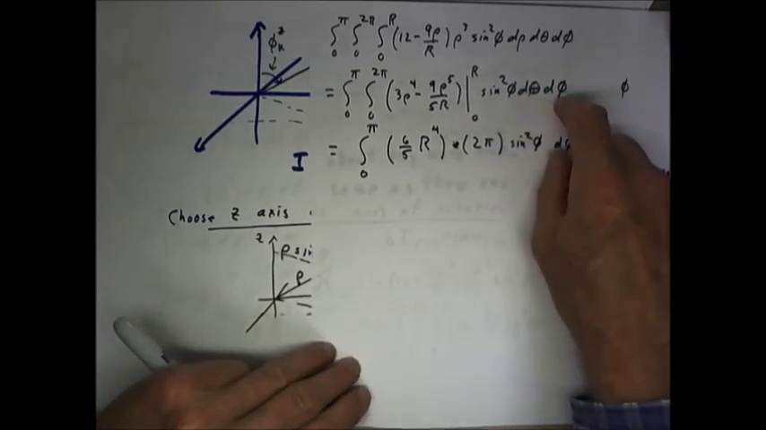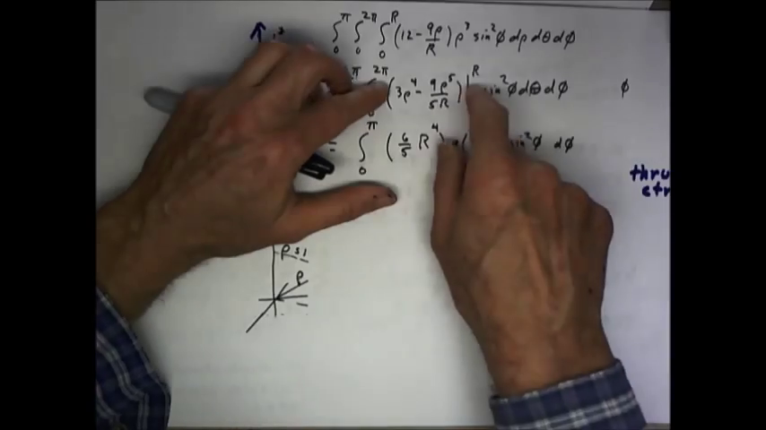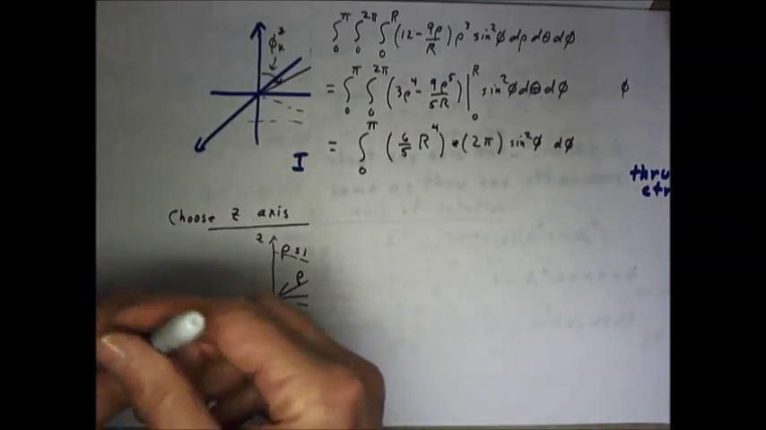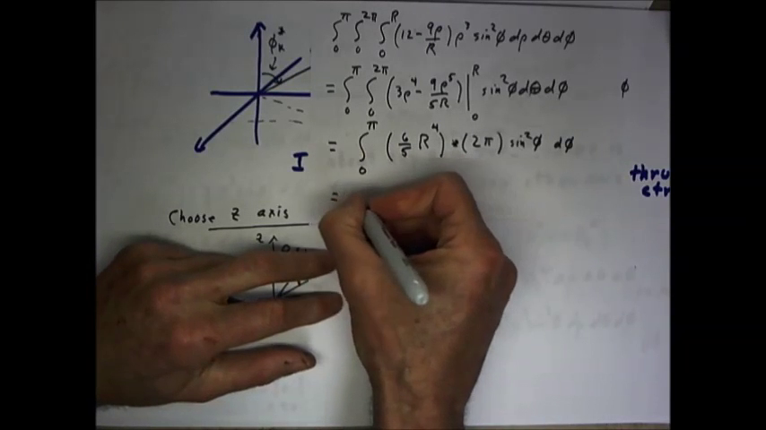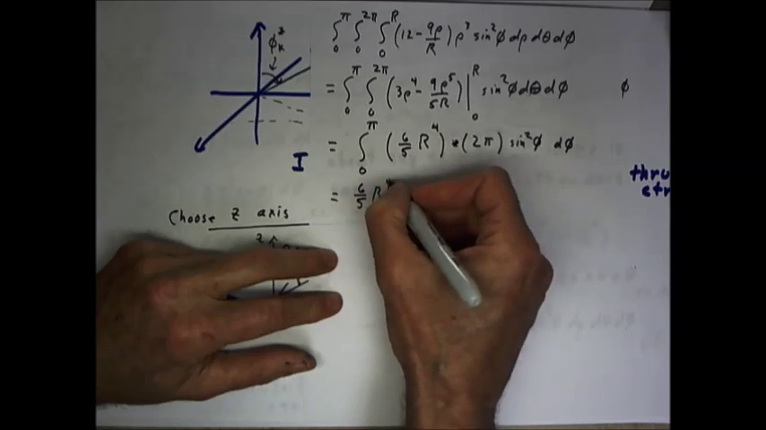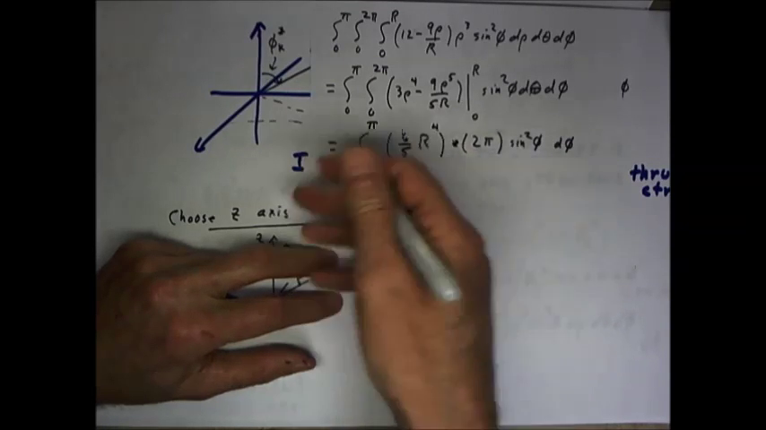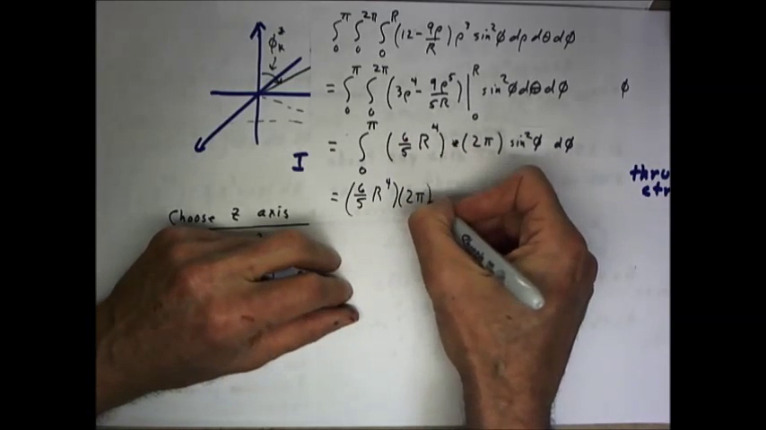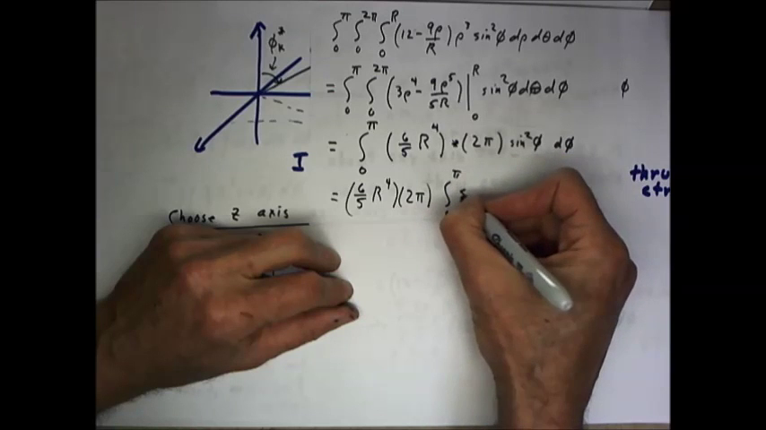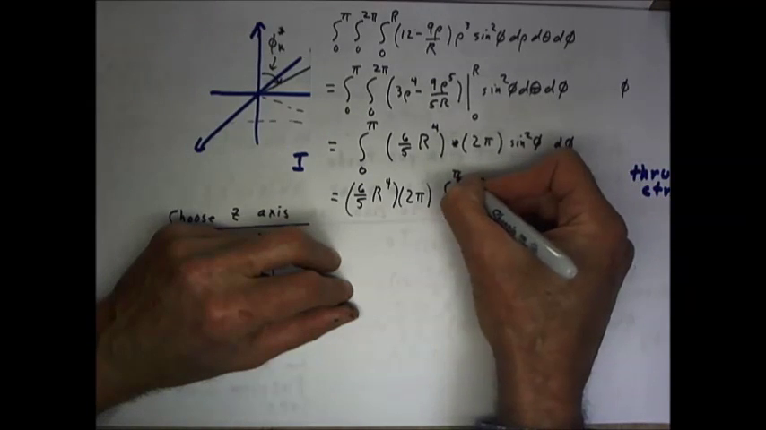Okay, now I think I've got everything. Remember, the integral from 0 to 2 pi of d theta is just 2 pi. This evaluates just to this, which is constant. So we end up with 6/5 R to the 4th times 2 pi. Multiply that out, of course, we're going to get 12 pi over 5 R to the 4th times the integral from 0 to pi of sine squared phi d phi.